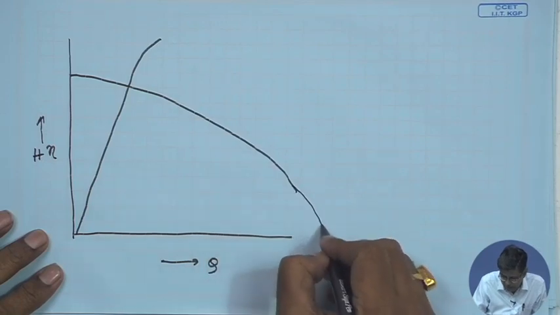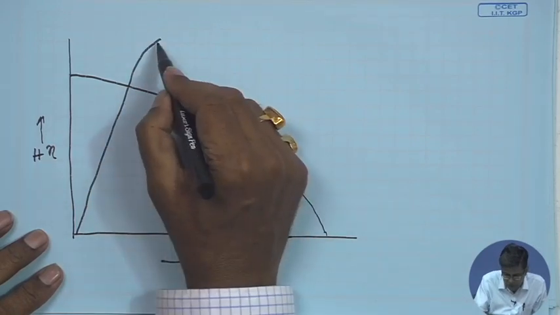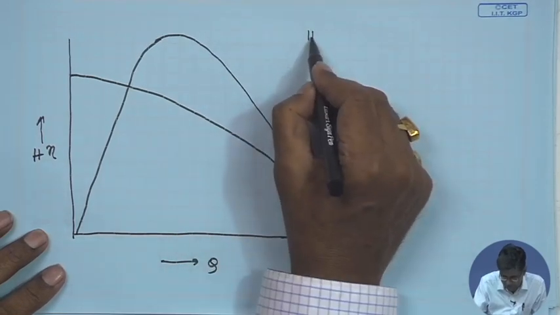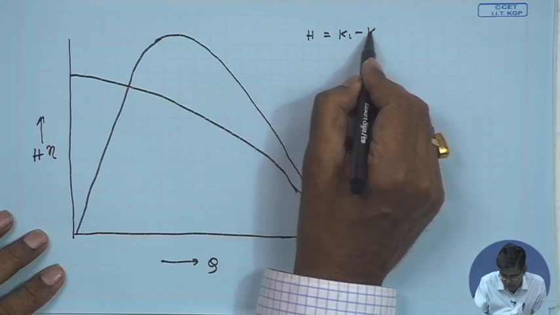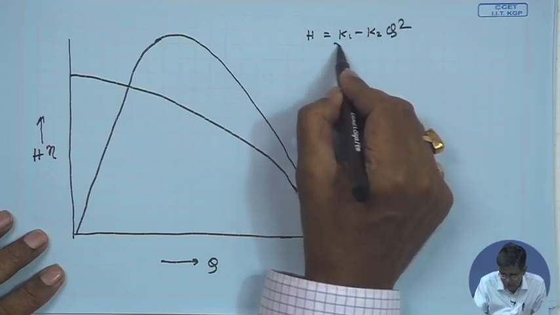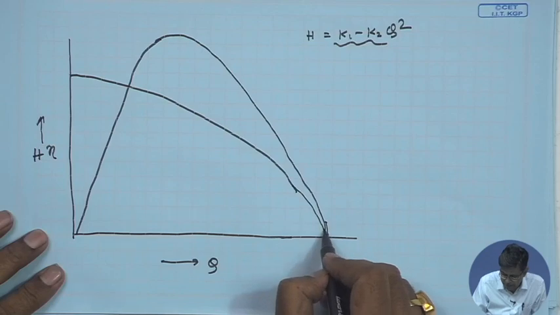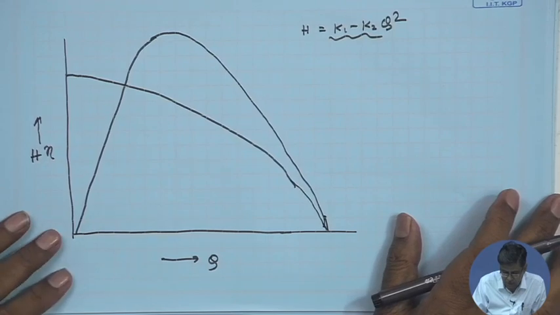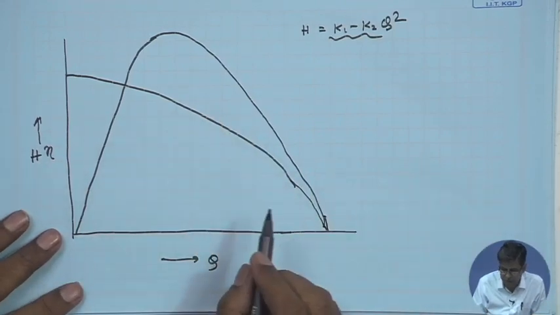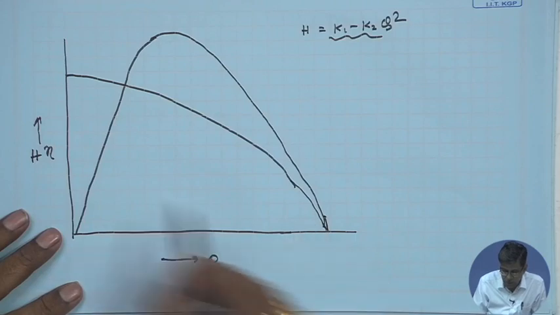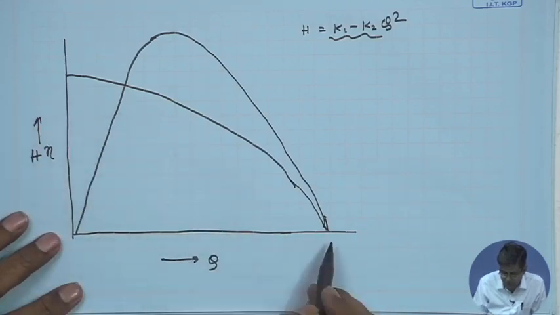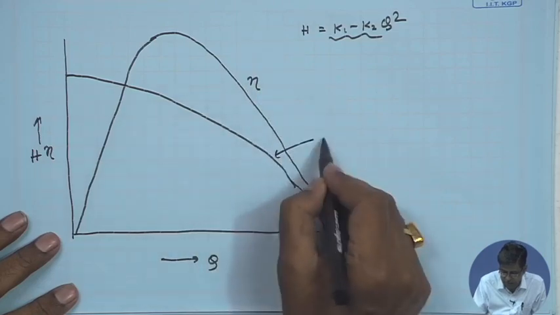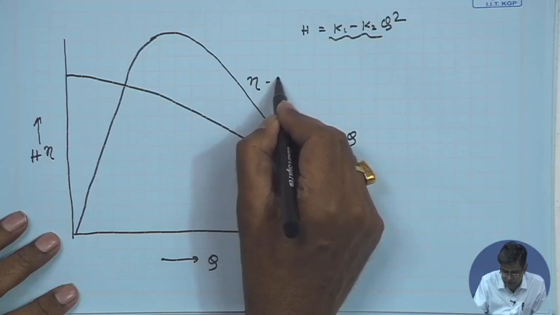Now, this H becomes 0 at some Q. That is also theoretically seen, for example, H is K1 minus K2 Q square. So, at some point H will be 0. Physically, that means that at higher flow rate, all the mechanical energy is dissipated into intermolecular energy without developing any useful power or useful head. So, H is 0 at a high flow, and similar is the efficiency. This is the efficiency curve, this is the HQ curve, it is the eta Q curve.